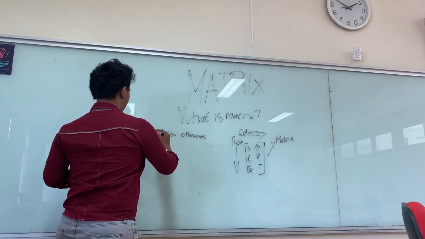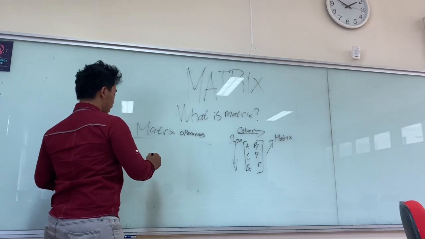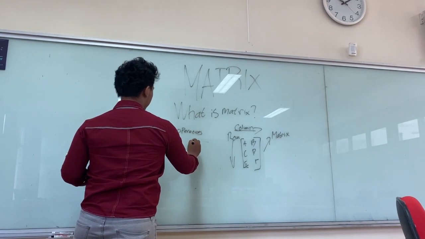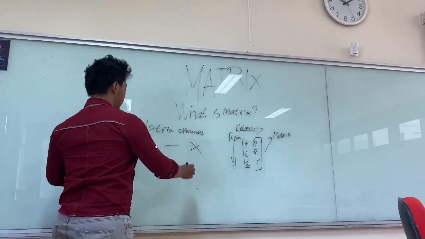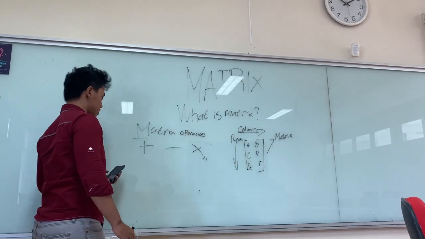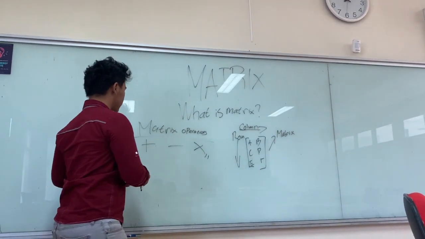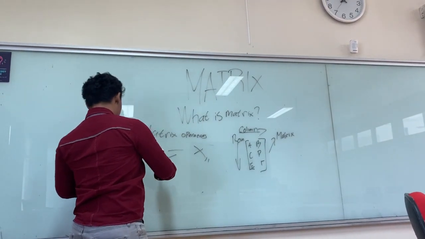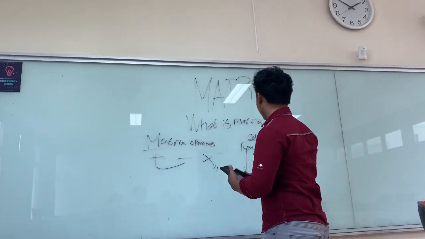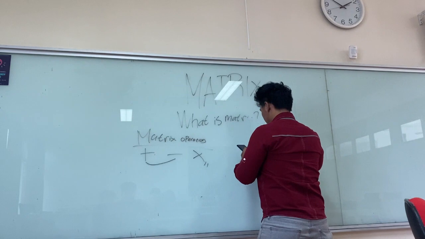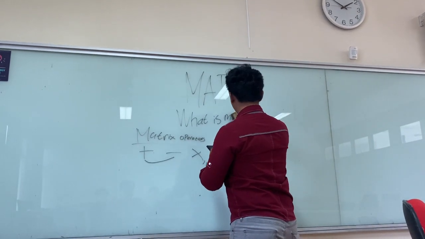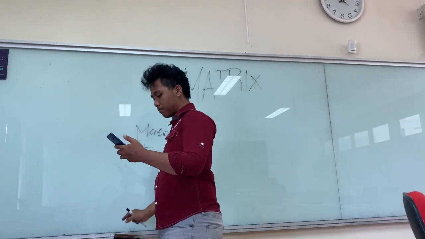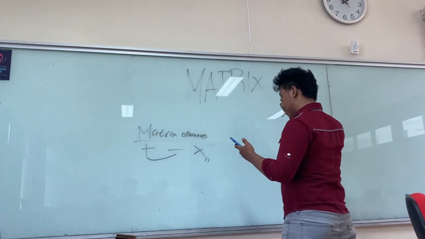So matrix operations can be defined as plus, minus, and multiplications. The simple ones are added or subtracted, plus or minus. And now I'm gonna give you an example of the plus and minus operations.